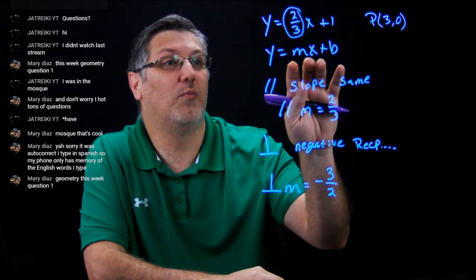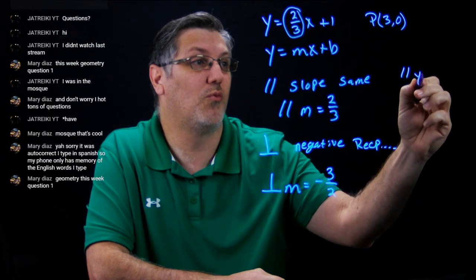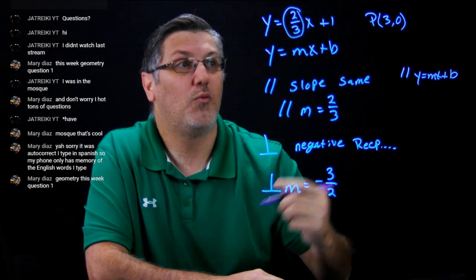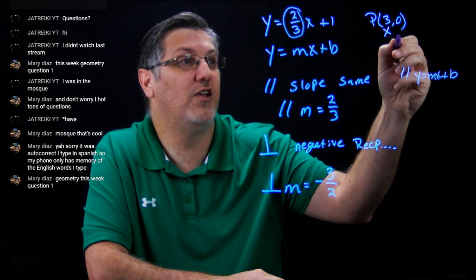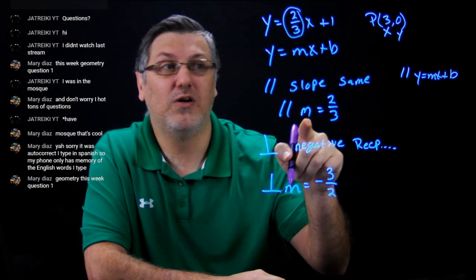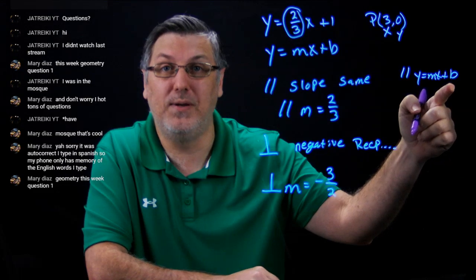I'm going to use the same formula, y equals mx plus b. So we're going to do the parallel one right here, and we're going to use y equals mx plus b. What's nice in this point, I have an x value and I have a y value. And I also know an m value. So I have an equation with a y, an m, and an x. The only thing I don't know is my b.